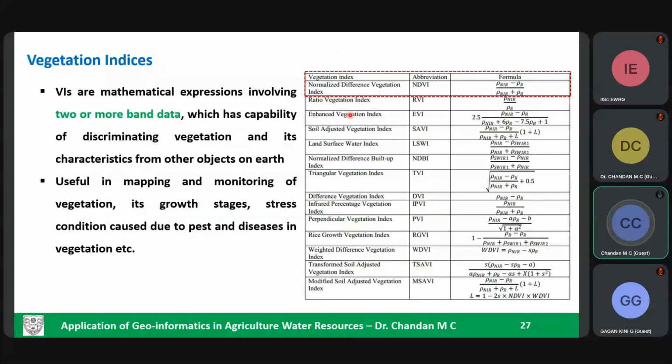Further, as I was discussing, the normalized difference vegetation index is the simple ratio of the difference of two bands, that is NIR and red. Why NIR and red? Just now we discussed that vegetation has the lowest value in red and the highest reflectance value in the NIR region. So that is called the normalized difference vegetation index.